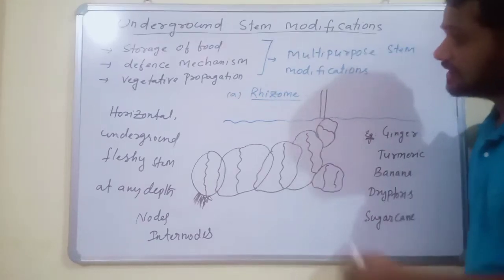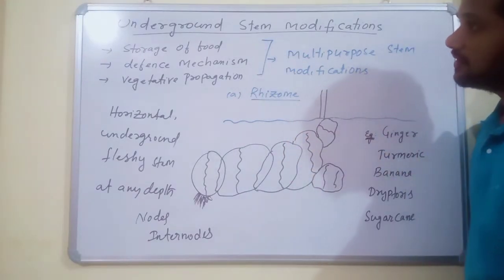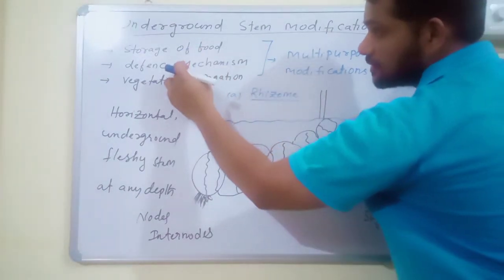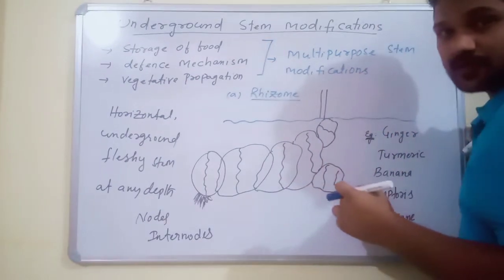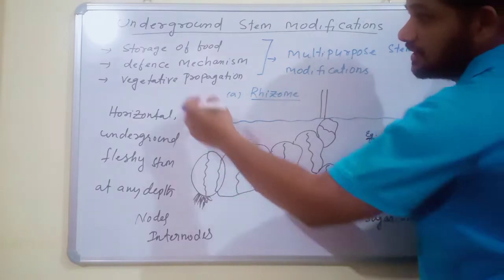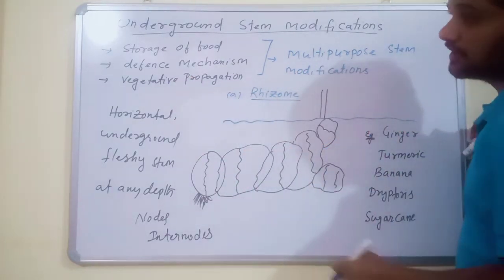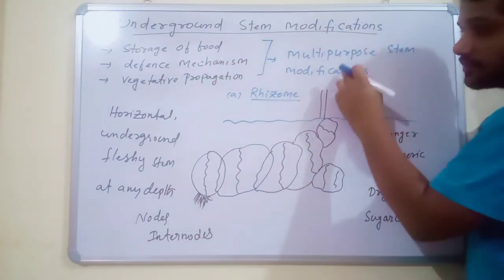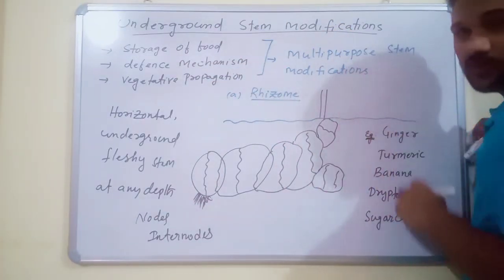Good morning students. In this video we will discuss underground stem modifications. Underground stem modifications help in storage of food. They also help in defense mechanism. Being underground, they are usually protected from herbivorous animals, and they also take part in vegetative propagation. So they have many functions. Hence, underground stem modifications are also called multi-purpose stem modifications.